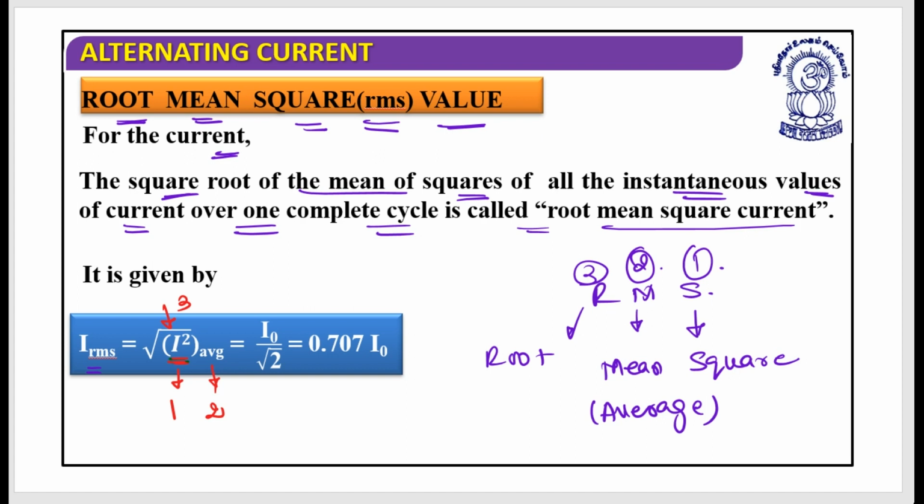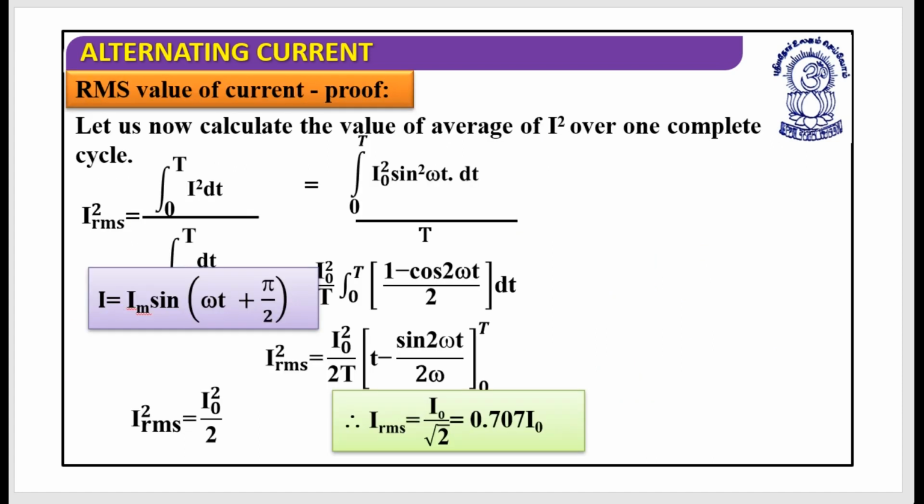So this will be I naught by root 2. We are going to prove how this I naught by root 2 came, but let's remember this at this point of time. It's I naught by root 2, or I should say it's 0.707 I naught. This is the RMS value of the current. I hope this is clear. Is it clear?